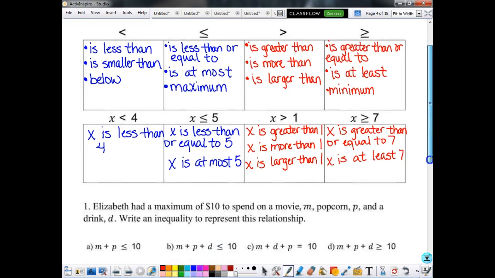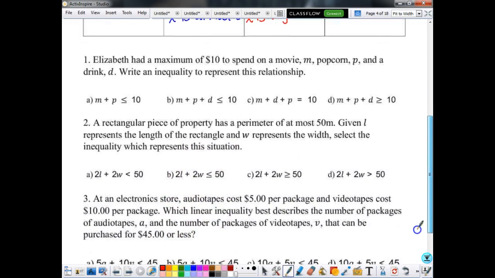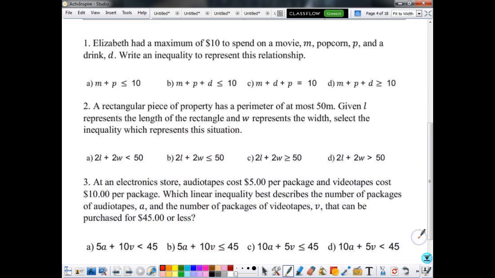Alright, so let's read some of these word problems. Elizabeth had a maximum of $10 to spend on a movie M, popcorn P, and a drink D. Write an inequality to represent this relationship.